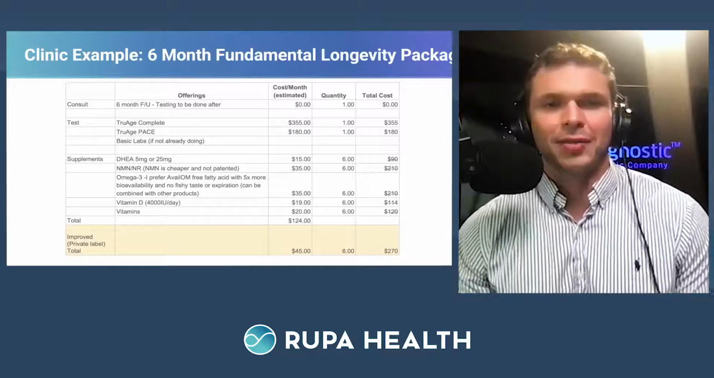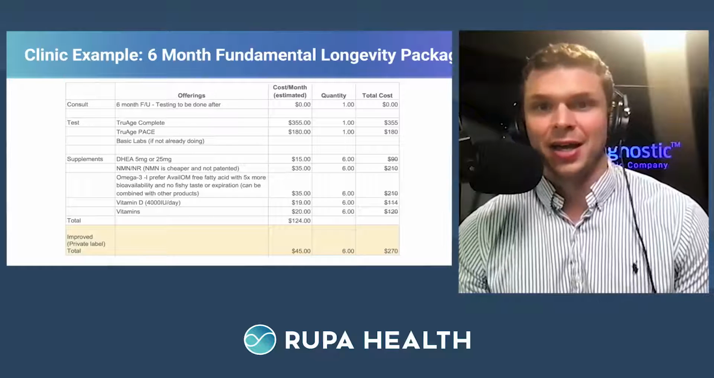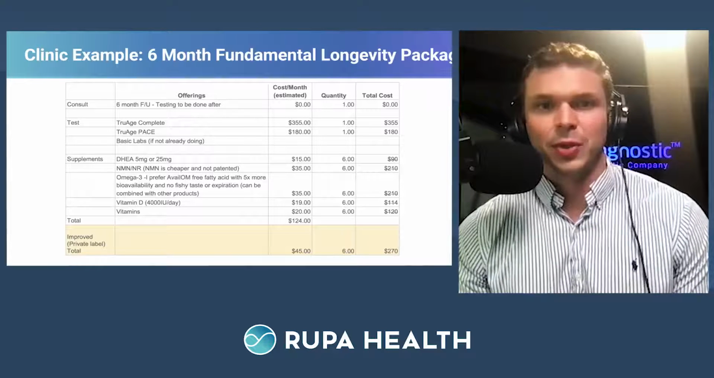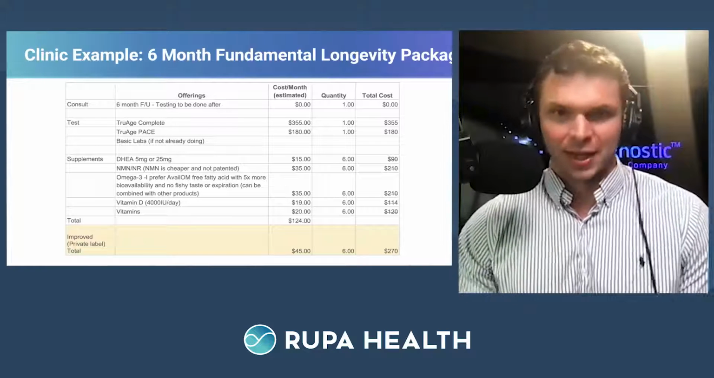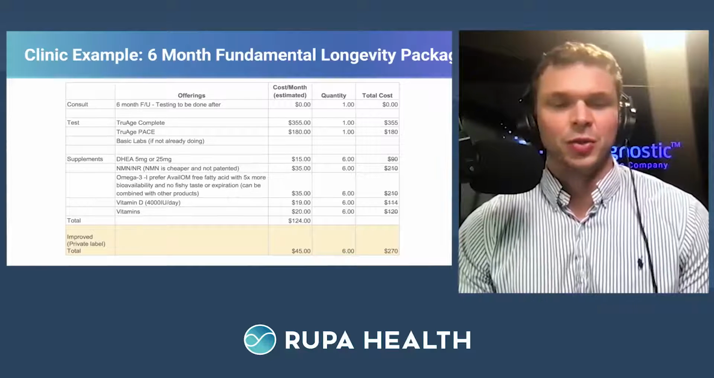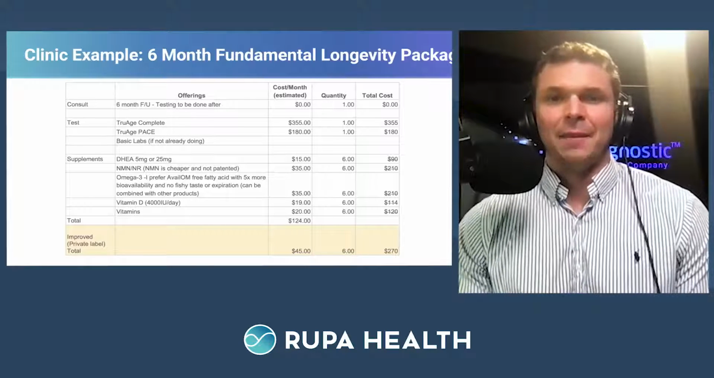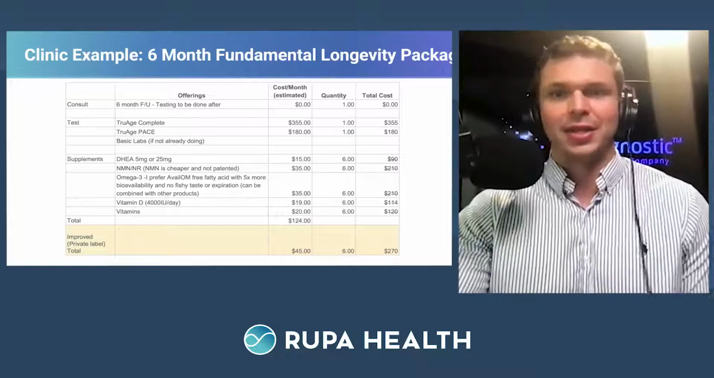They did create a private label supplement for their brand, but these are the costs associated over the course of 6 months. They were doing each one of these supplements as a private label, so they were ordering 6 bottles, 1 bottle per month. Then they were doing the TruAge Complete and the TruAgePACE, and they were selling these in 6-month protocols. And so this was the cost of everything that they did altogether.